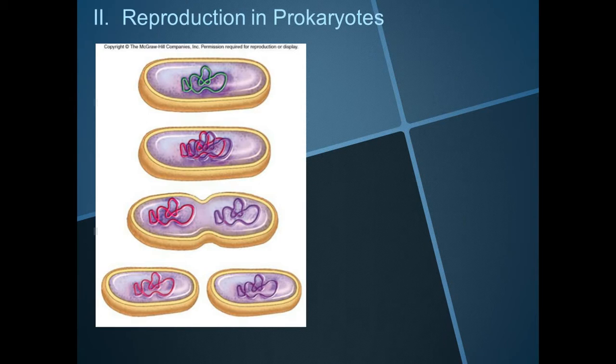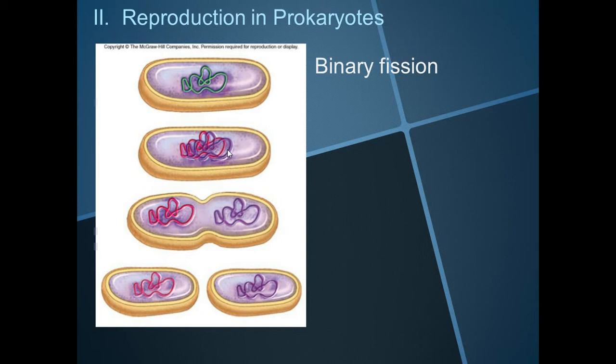Let's move on to how prokaryotes reproduce. The main form of reproduction is called binary fission. If you look in the photo here, you can see that the bacteria is making a copy of its DNA. So we start with one green bacterial DNA loop, and then it turns into the pink and the purple, which happens the same way as it does in regular cell reproduction, cell division.